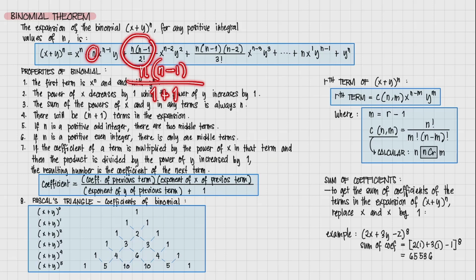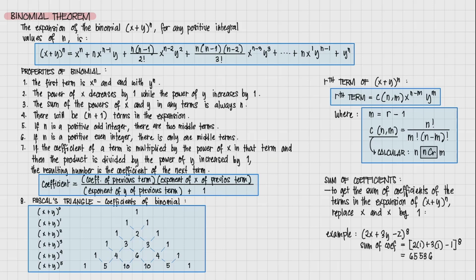And then we have our Pascal's triangle, which represents the coefficients of a binomial. So basically, when you have your binomials raised to 0, raised to 1, raised to 2, raised to 3, 4, 5, and so on, ito yung magiging pattern ng ating coefficients.